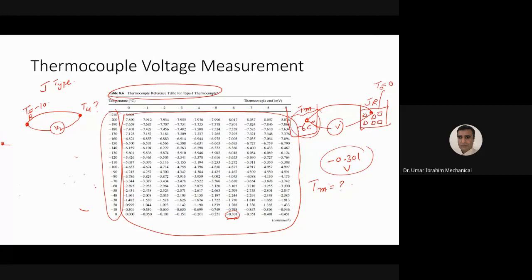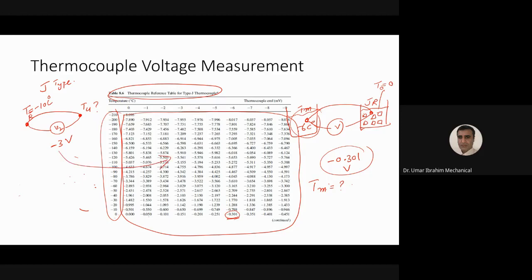हमारे पास T रेफरेंस जो है -10 डिग्री सी पे, T अननोन हमें नहीं पता, और हमारे पास वोल्टेज आ जाती है मिसाल के तौर पे -3 वोल्ट. So how do we figure out, क्योंकि ये टेबल जो है ये तो 0 degree reference temperature के लिए बनी हुई है. So we cannot directly use -3 volt here.